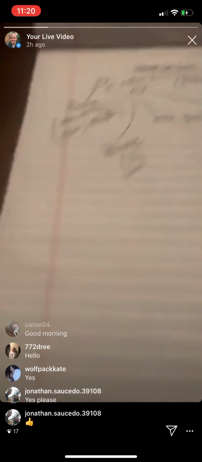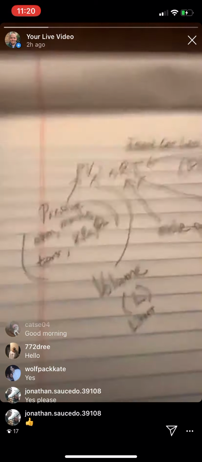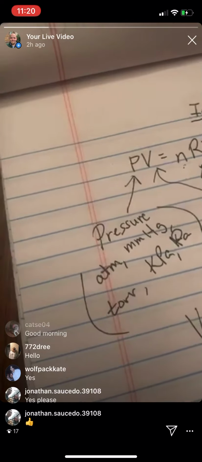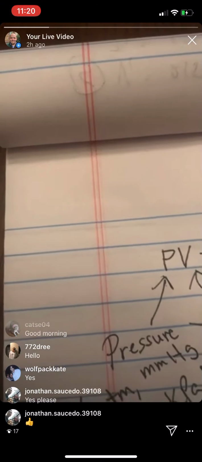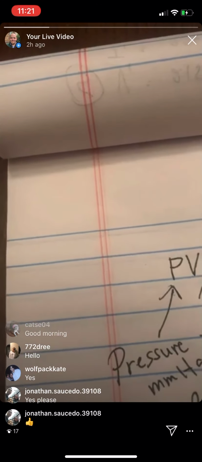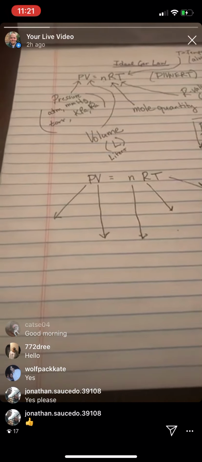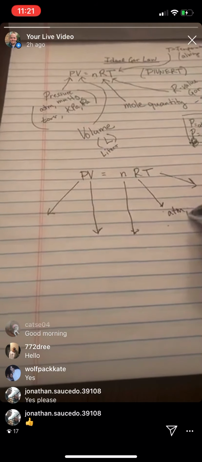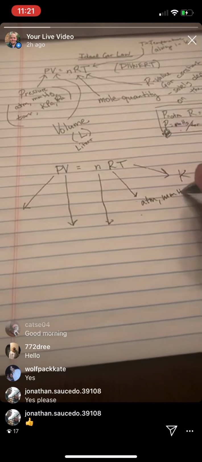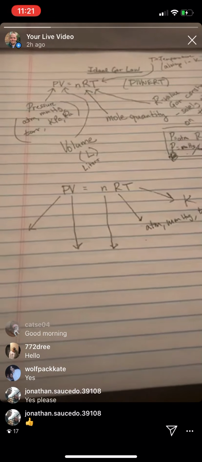All right, so let me write this out where it's just, instead of having all this writing on here, let me write it out down here. That's how I should have done it the first time. There we go. So this is in Kelvin. This is atm, millimeters of mercury, or torr. This is the mole quantity.